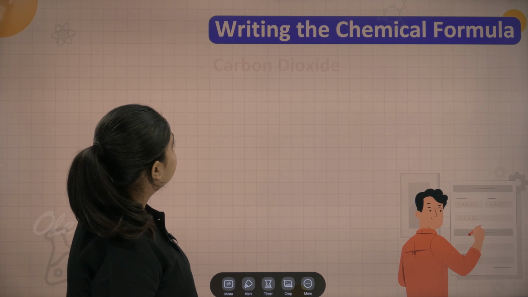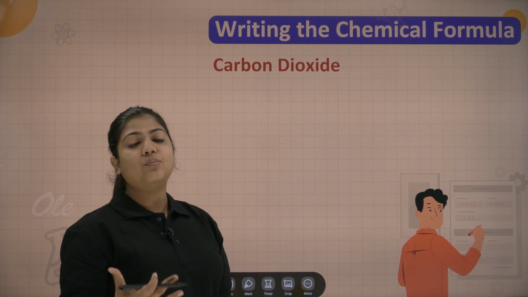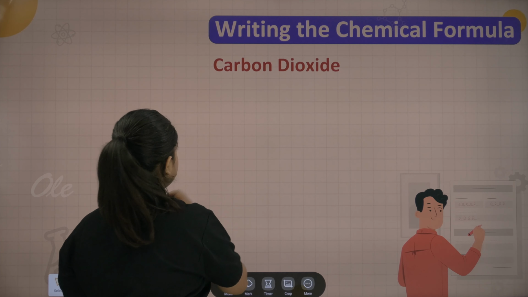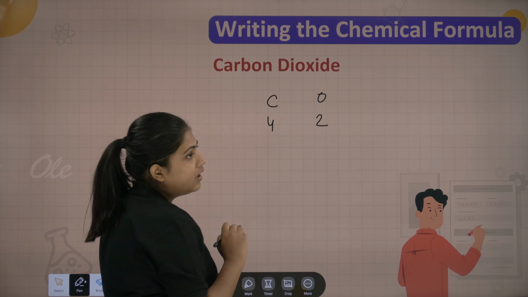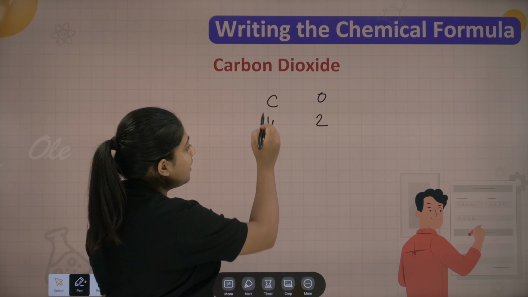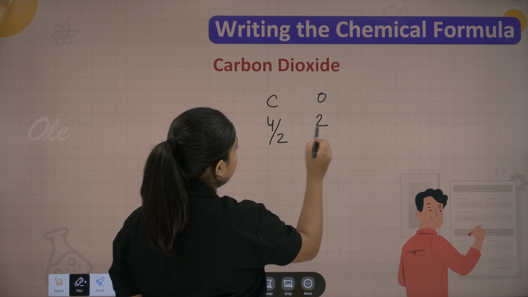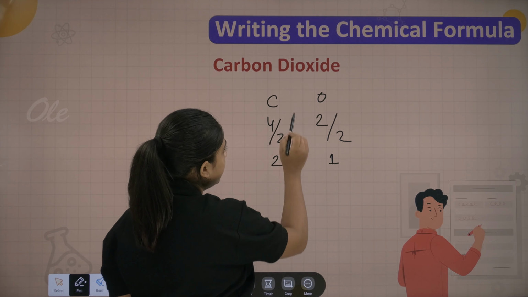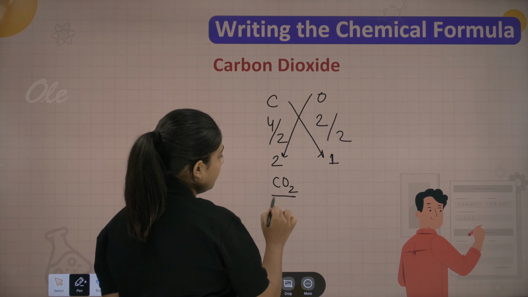Now, carbon dioxide. One very good example of how we come to know that it will be CO2. So, see here how you are going to do this. Carbon and oxygen. Carbon's valency is 4, oxygen's valency is 2. Now, there is one step that you need to find the HCF, that is the highest common factor. So, the HCF for 4 and 2 is 2. So, you need to divide by it. You will divide this by 2, you will divide this by 2, you will get 2 here, you will get 1 here. Okay. Now, you will cross multiply it. So, you will get CO2.